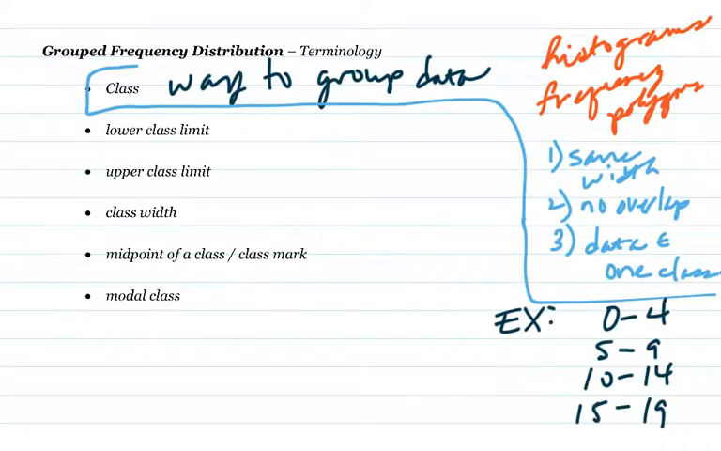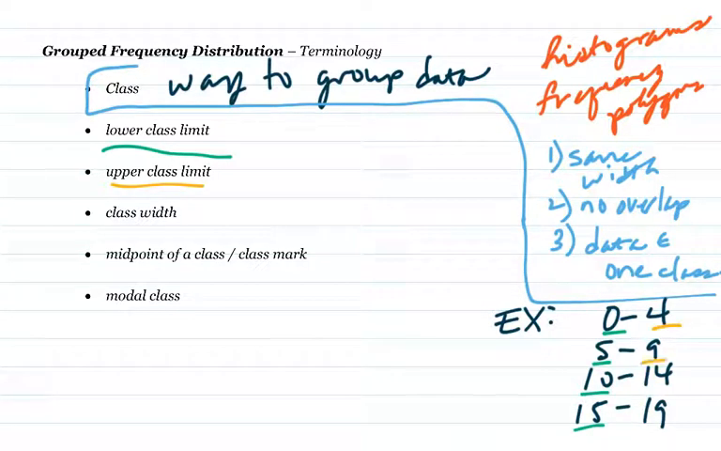Look at this example here of some classes: 0 to 4, 5 to 9, 10 to 14, and 15 to 19. When we say lower class limit, that is talking about the bottom parts of each of the classes. So that's going to be 0, 5, 10, and 15. When we talk about the upper class limit, that is going to be the high ends of each of the classes.